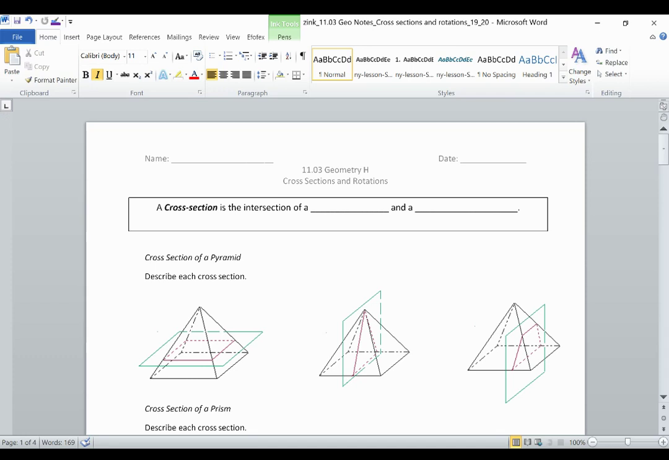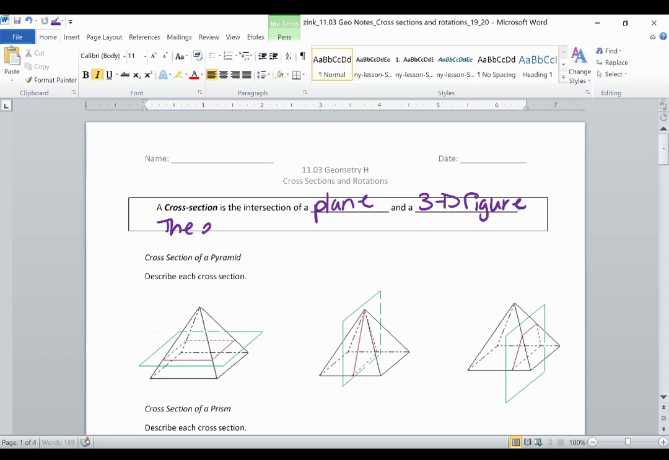This is geometry, and we're talking about cross sections and rotations. A cross section is when you take a plane and slice it through a three-dimensional figure. What that does is give you a two-dimensional figure.